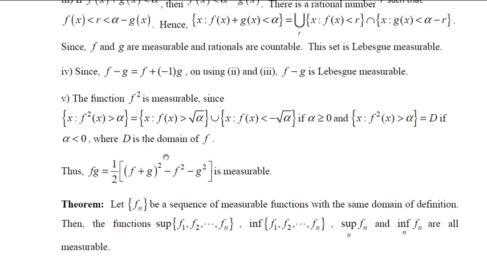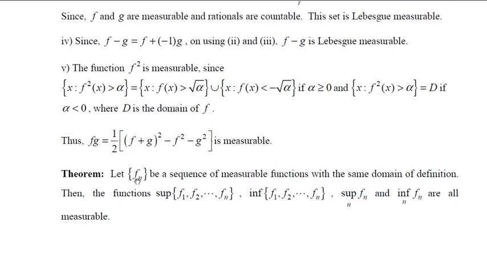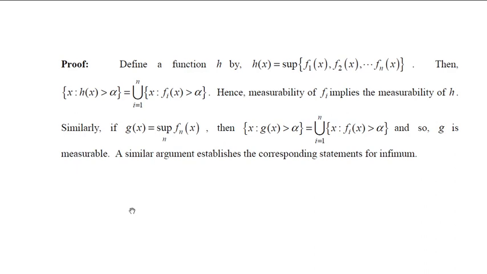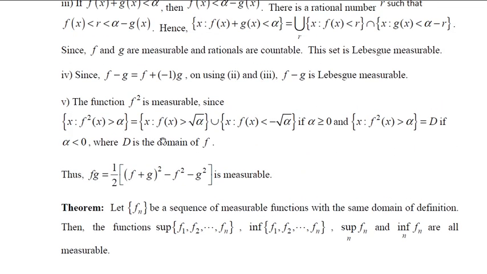Now, let's move on to the next theorem. Suppose fn is a sequence of measurable functions with the same domain of definition. Then we have to show that the supremum of all these functions f1, f2, etc. up to fn, the infimum of all these, and the supremum of fn and infimum of fn are all measurable. Now define a function h as h of x equal to the supremum of f1 of x, f2 of x, etc. up to fn of x. Then we have to show that this is measurable.